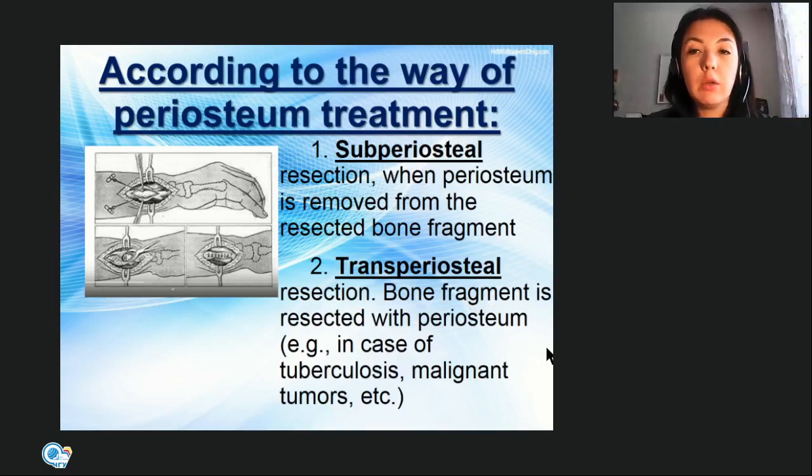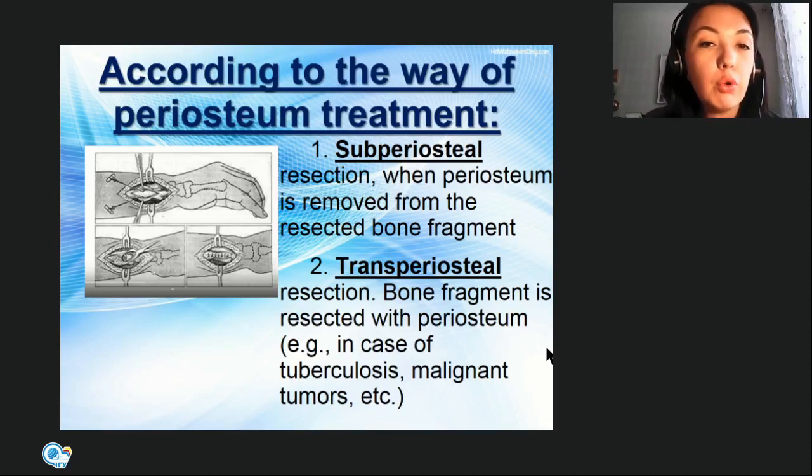And transperiosteal resection is when the bone fragment is resected with the periosteum. Like, we just do not pay attention to the layers of the bone. We are just taking an osteotome, cut from one side and cut from another side, then we remove this fragment, and then we connect the other fragments. So it is worse, because periosteum is a contractile tissue, yes, it will go away from the wound, from the line of the resection, and it will impair prognosis, yes, it will impair recovery.